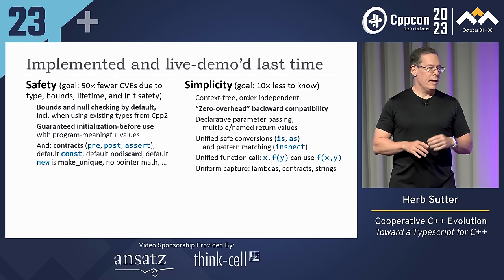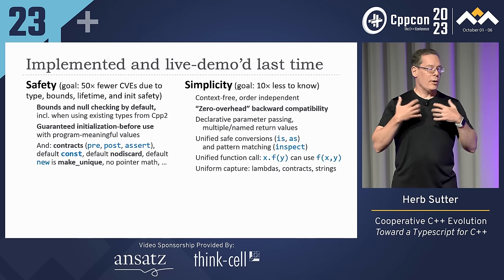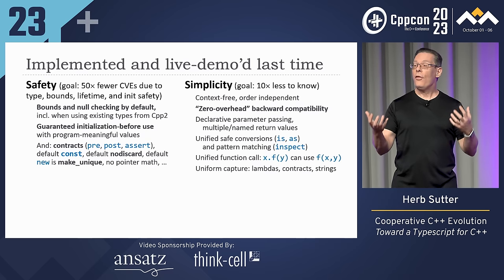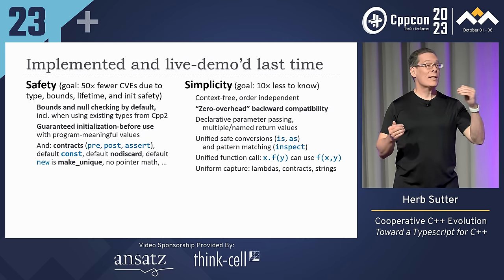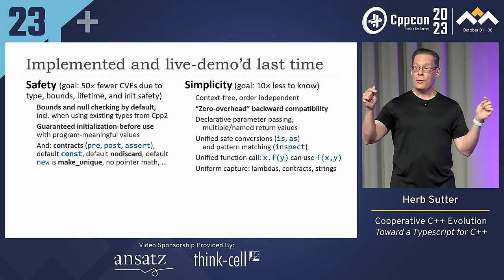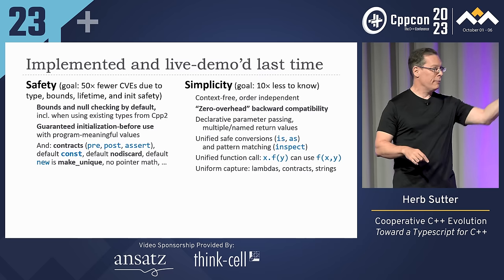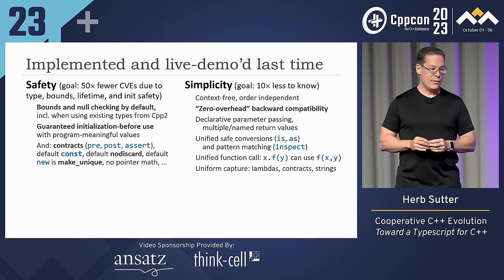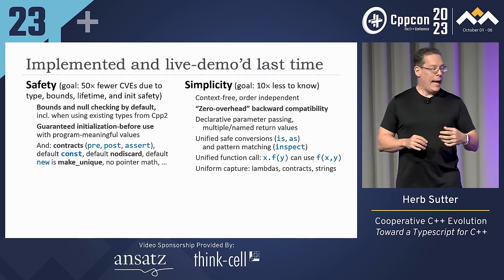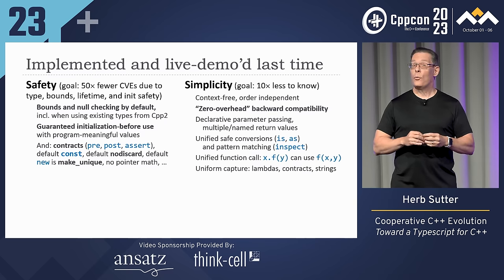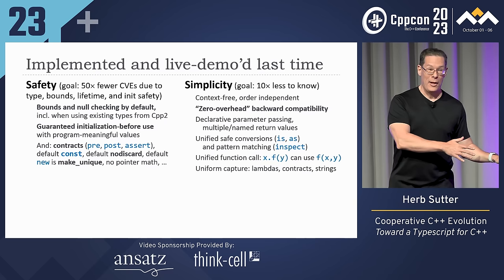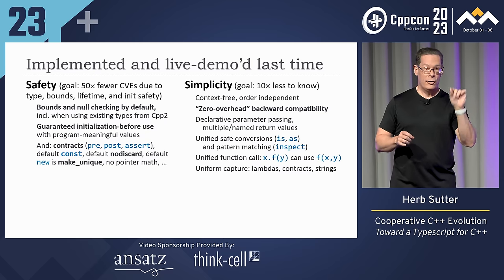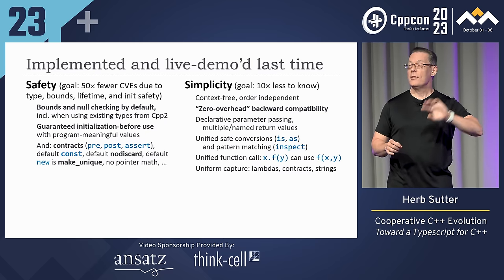And for simplicity, we talked about unified safe conversion. So for type safety, is and as are all the safe queries, including for static and dynamic typing. There's a talk after this one by Philip, who you'll be seeing later, talking about the implementation of is and as in cppfront. And unified function call syntax, which works great, including for the C standard library right out of the box. Yes, you can write myfile.fprintf, and that works. See last year's demo.